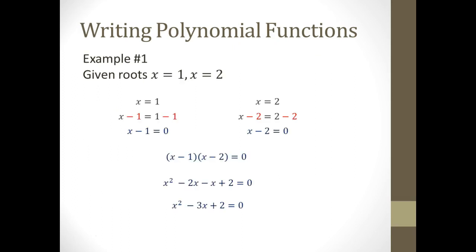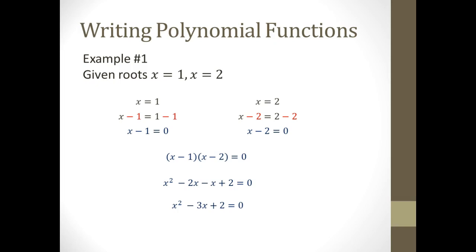In example number 1, you have the roots x equals 1 and x equals 2. So let's work backwards with each of our 2 roots. I start with x equals 1. I'm going to subtract 1 from both sides, and I end up with x minus 1 is equal to 0. That is one of my factors. The other root was 2, so I subtract 2 from both sides, and I end up with x minus 2 is equal to 0. That's my other factor.